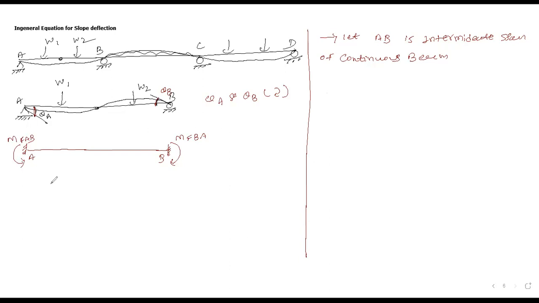Now, second case, what will we do? I am writing here for case number 1, or step number 1, or stage number 1. Stage A. What will we do in A? Consider both supports as a fixed one. Second, stage B. In stage B, what will we do? Release moment at A. Rotation of the support A will be released.